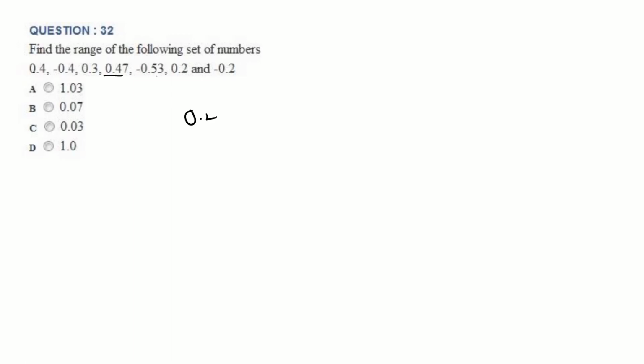So 0.47 minus what is going to be the smallest number? Here we have minus 0.4, minus 0.53, and minus 2. We can only find our smallest number from these three, and from here it is clear that minus 0.53 is our smallest number. So we subtract that from 0.47. This is minus 0.53, and this is 0.47. So minus times minus is going to be plus. 0.47 plus 0.53, that is 1. So here we have our range equal to 1.0. That is option D.